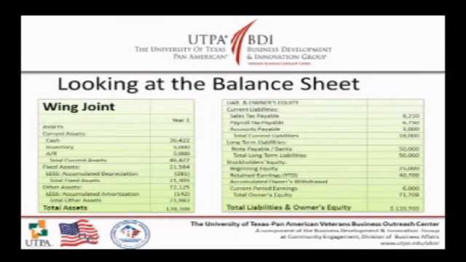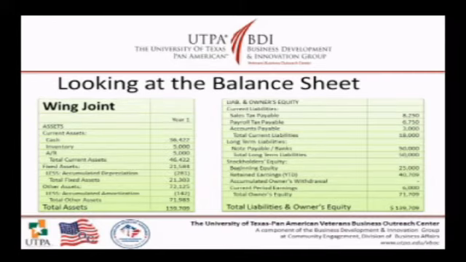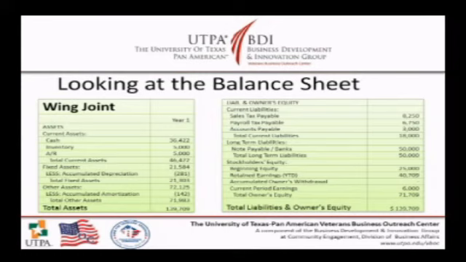Next, we're going to look at the balance sheet, basically for the same company, the wing joint. You can see that his assets are divided into current assets, fixed assets, and other assets. His liabilities are on the right. It's broken down into current liabilities, long-term liabilities, and stockholders' equity. You can see that they equal.